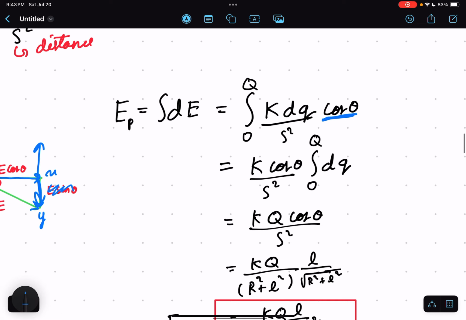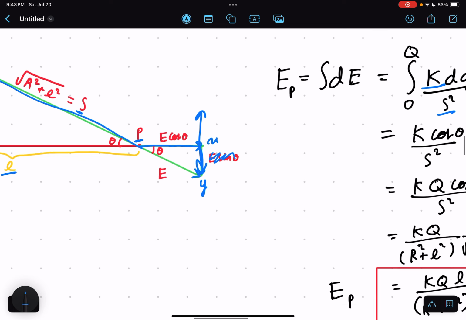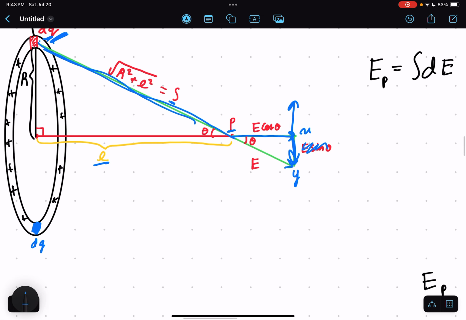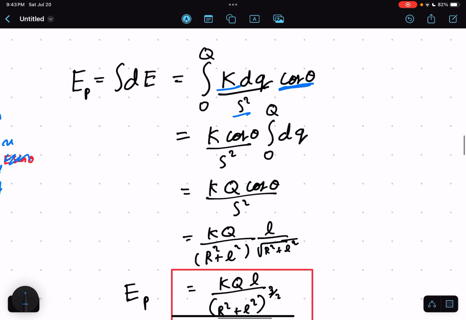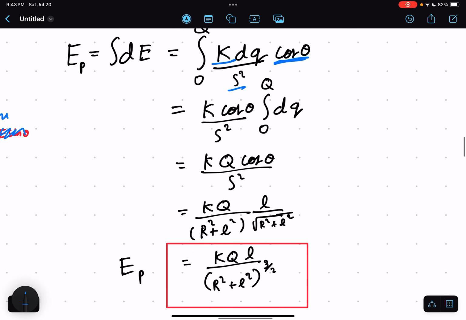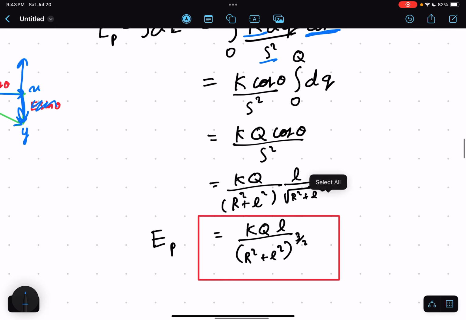Now while integrating it, we can remove all the constant terms. The constant terms are k, cos theta, and s square, which is this hypotenuse distance. This is actually a right triangle, so we can take the hypotenuse as the square root of r square plus l square, as this is r and this is l.